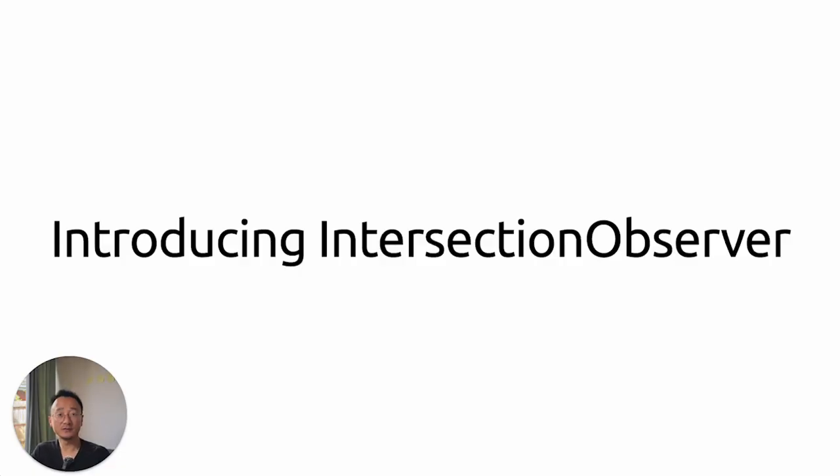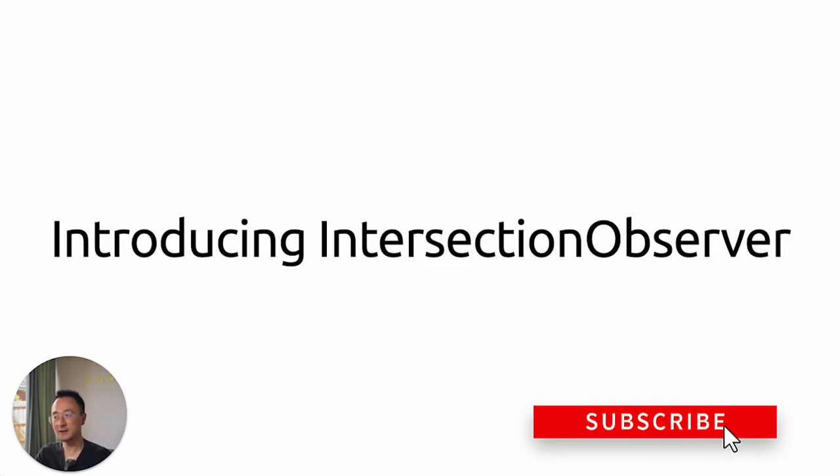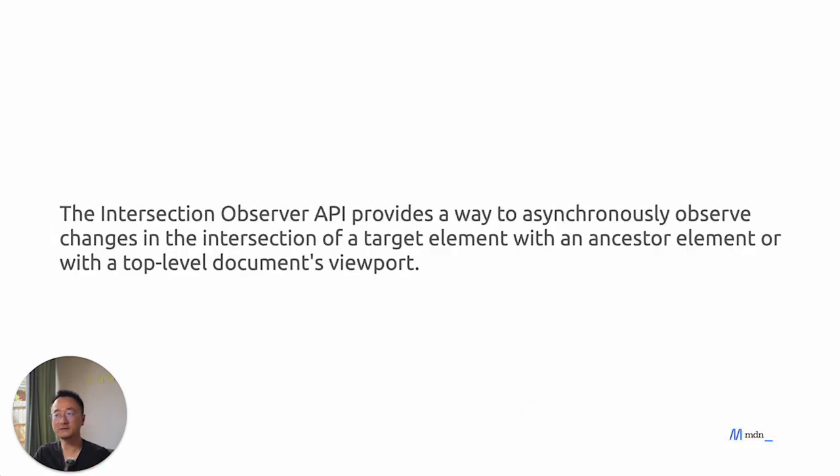In this video, we're going to talk about IntersectionObserver. This is a browser feature that enables a lot of interactions. The IntersectionObserver API provides a way to asynchronously observe changes in the intersection of a target element and the viewport, which normally means the body of the HTML page.